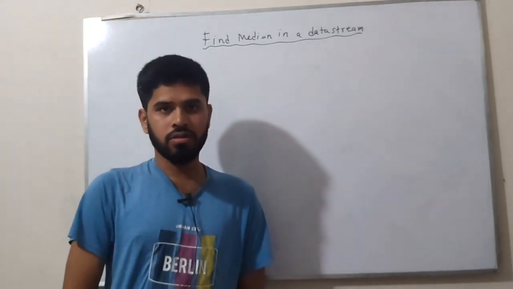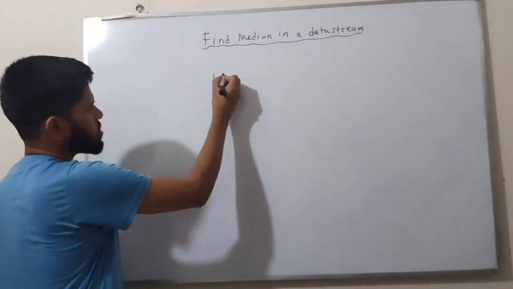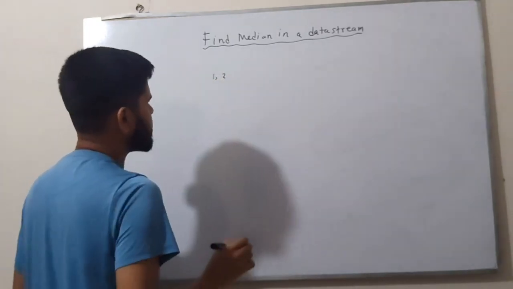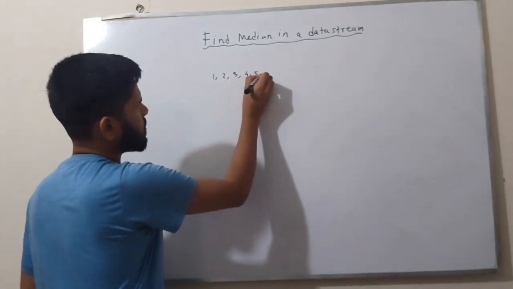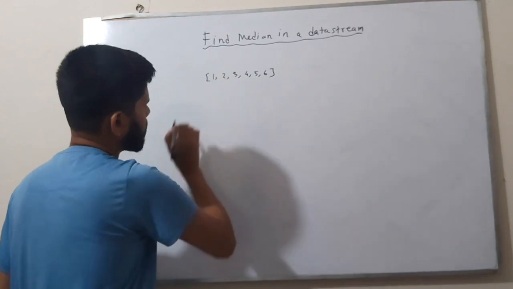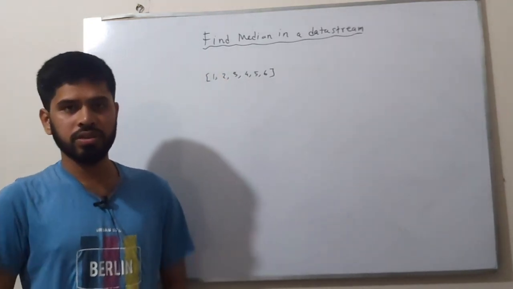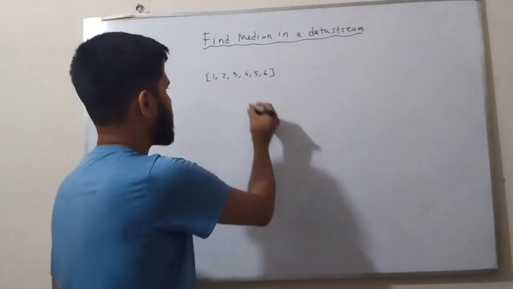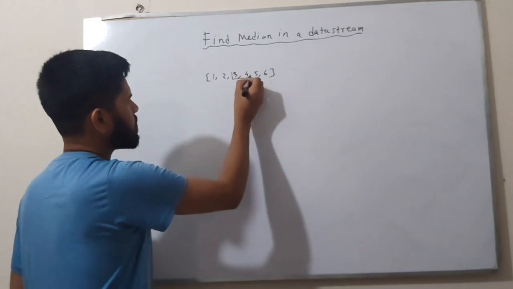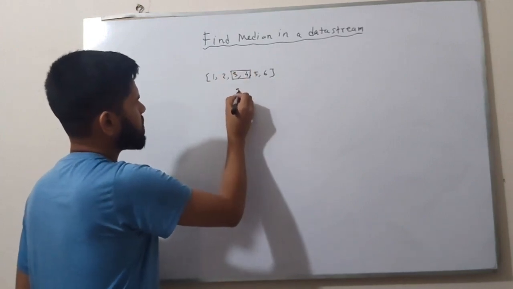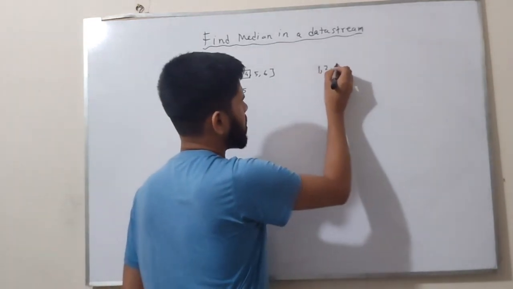Now, let's talk about how to solve this problem. Let's assume we have a stream, a flow of integers 1, 2, 3, 4, 5, 6. What is the median of this stream? Can you tell me what is the median? We saw the length is an even number, so median is the average of the middle two elements. So median is 3.5.